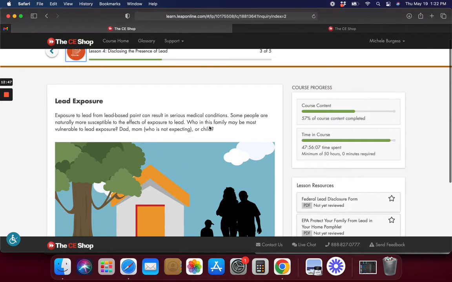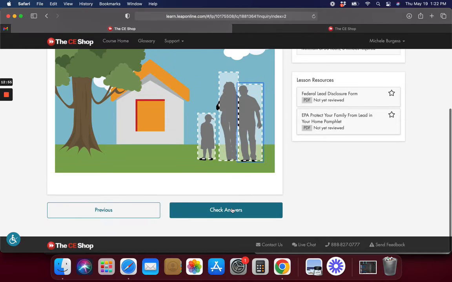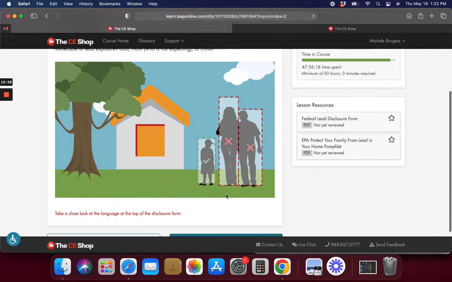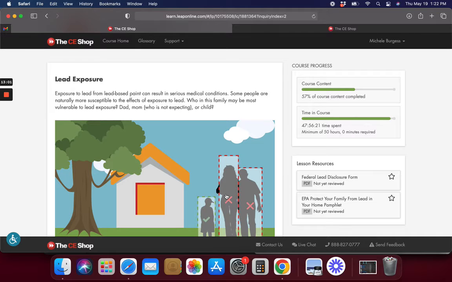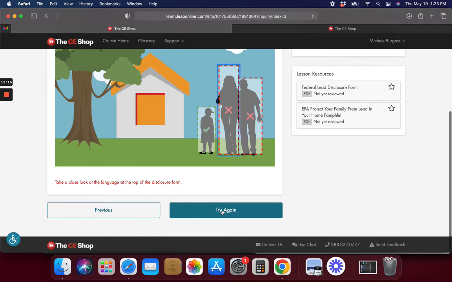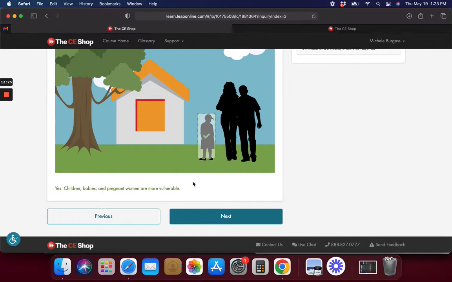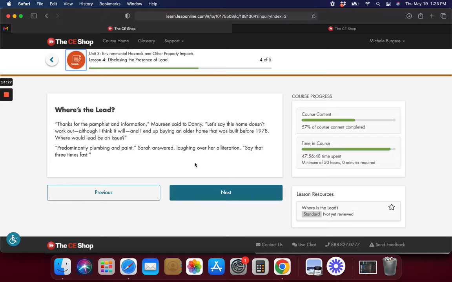All right, who in this family may be vulnerable to lead exposure? All of them, right? I mean, I don't know. Take a look at the language at the top of the disclosure. Dad, mom, who is not expecting? Or child? Lead exposure. All right, well, just the child. Okay. Children, babies, and pregnant women. Okay. All right. Where is the lead?